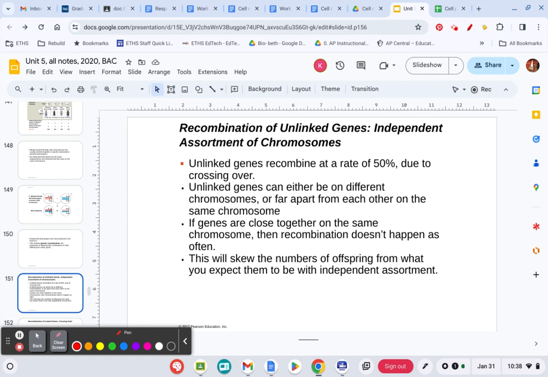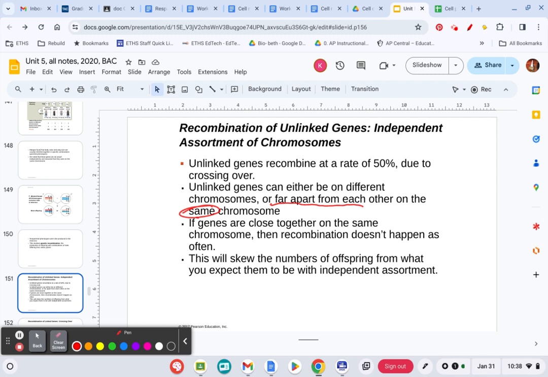Unlinked genes recombine at a rate of 50% due to crossing over. So 50% of the time, if they're not linked together, they're going to cross over. Linked genes can either be on different chromosomes, or the other thing they could be, and that's something to keep in mind, is they can be far apart from each other on the same chromosome. So if I had taken my pencil and there was one gene up at the tip and the other one was down by the eraser, yeah, they would cross over all the time. They're on the same chromosome, but they're so far apart from each other that it's like they're on a different chromosome.